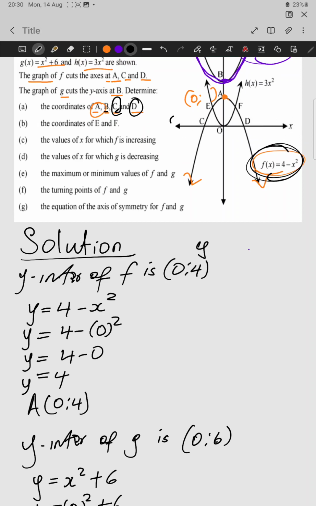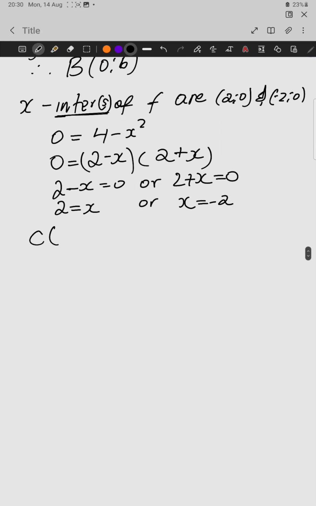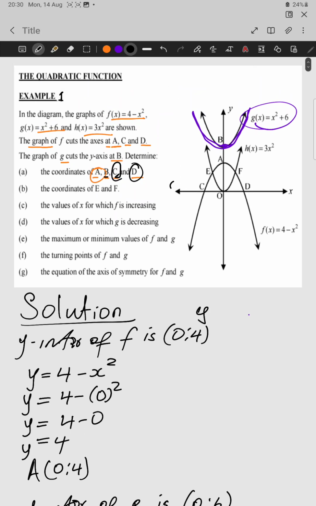Let me just erase this part. All right, so C must be (-2, 0), and D must be (2, 0). These are the coordinates for A, B, C, and D.